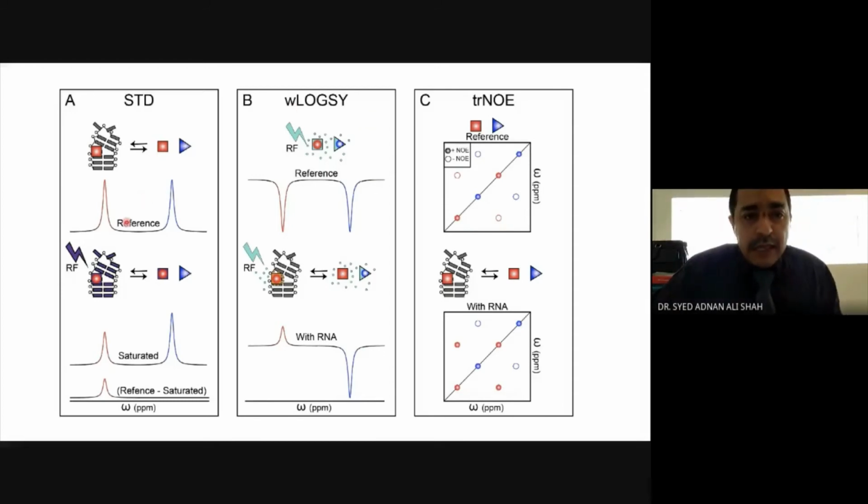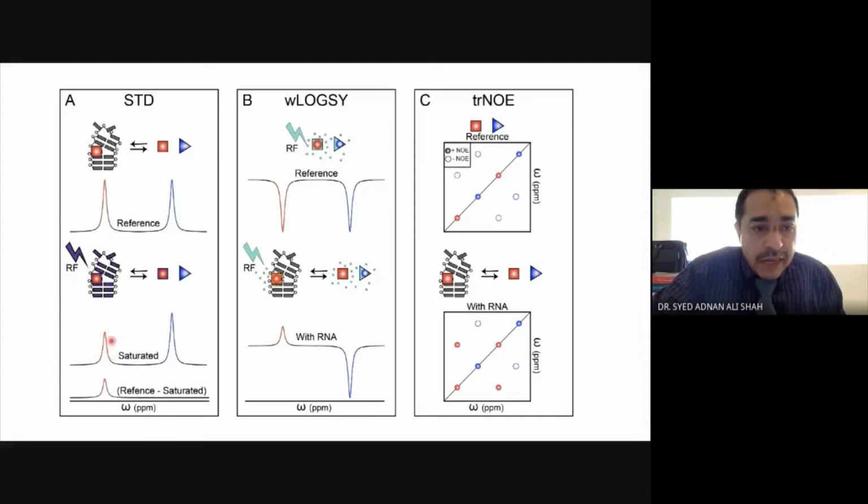So you can see this is a reference spectrum, and then this ligand binds with the receptor. These are the two ligands, and we want to see which ligand binds with the receptor. You can see this one is the peak for this fragment, and this one is the peak for this ligand. As a result of this protein-ligand interaction, this ligand binds with the receptor, so saturation is transferred from this protein or receptor to the ligand, and you can see the signal of this ligand is affected as compared to the signal of this fragment.